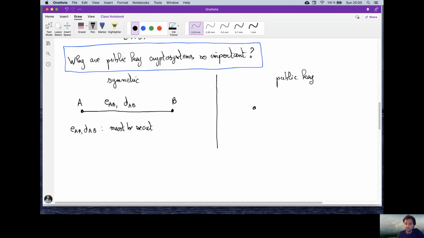However, if we have the same situation in the public key cryptosystem between A and B, well, we can say here we have a different matter. Here we have EA, a way of sending messages to A, and a way of sending messages to B, EB, and these two can be public.